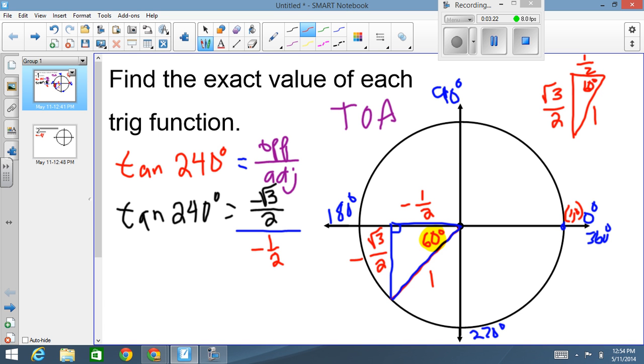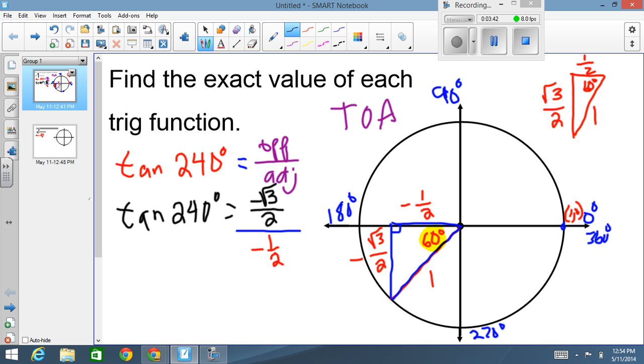Now the easy part with sine and cosine is that the denominator was always 1. And we know any number divided by 1 is just itself. Well, unfortunately, when we're dealing with tangent, the hypotenuse doesn't come into play, so we don't get to use 1. So, here's how we finish this.